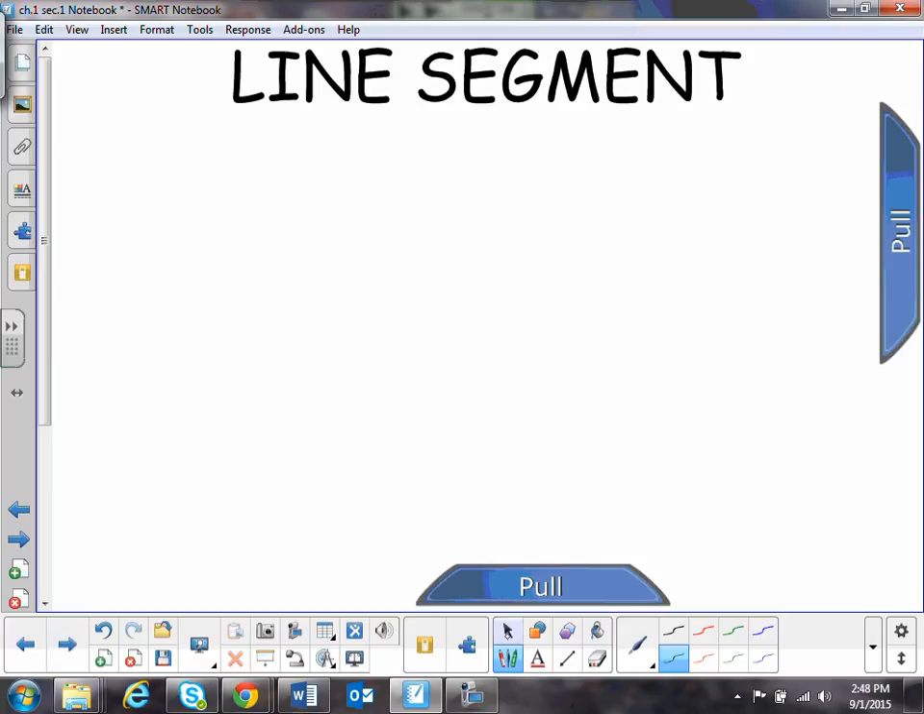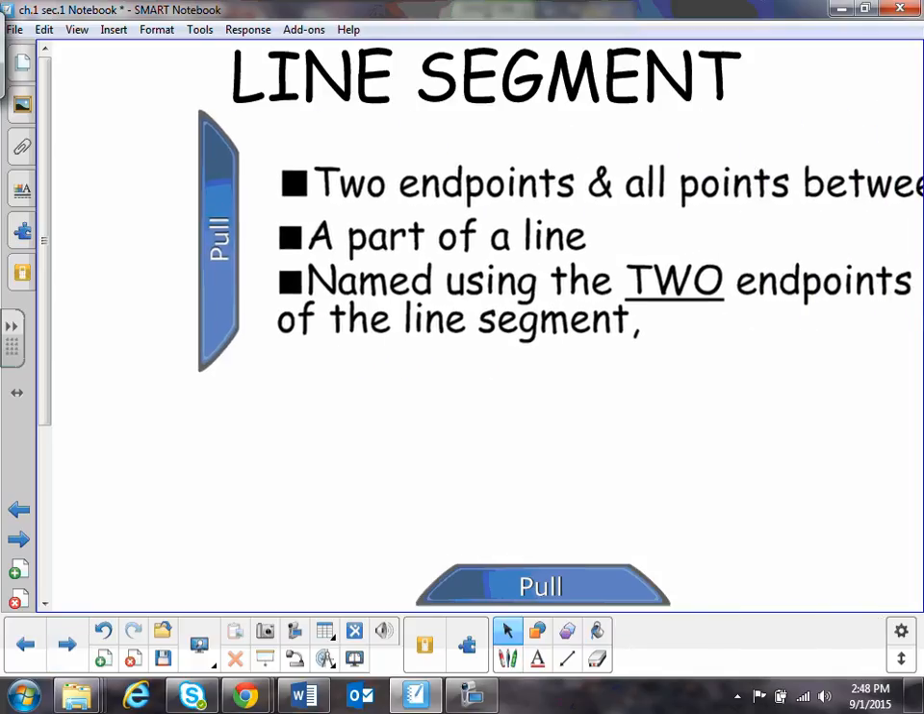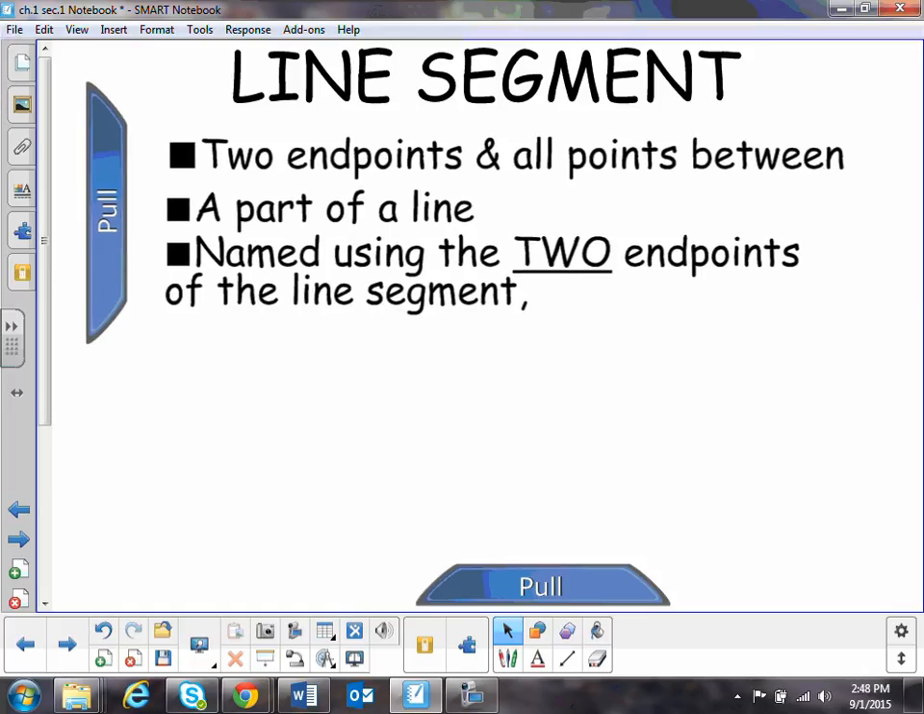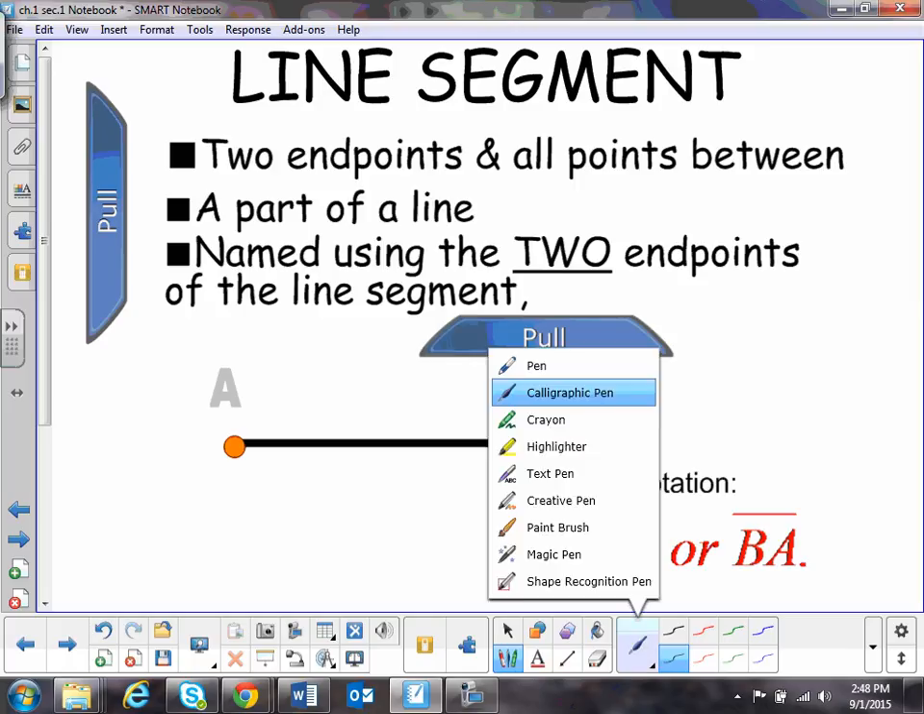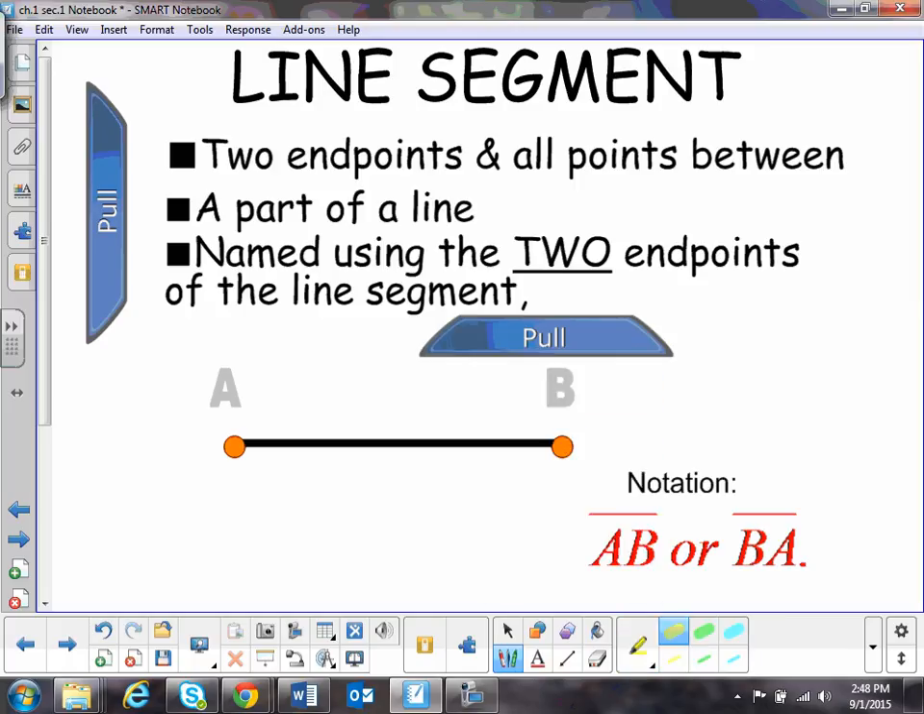Alright. Line segment. The definition of a line segment has 3 bullets. It has 2 endpoints, and then all the points in between is part of a line, and you name it using the 2 endpoints of that segment. So here's a picture of a segment, and here's how you name it. Again, it's 2 endpoints and all the points in between. It's part of a line. You name it using the 2 endpoints. Either one of these will work, this way or this way. You don't ever have to write both.